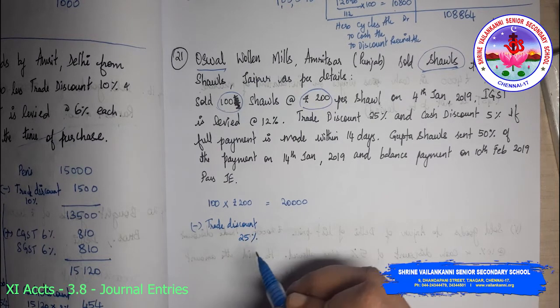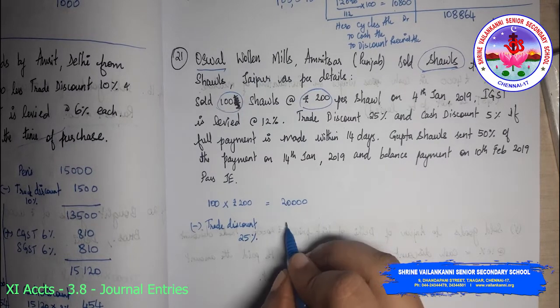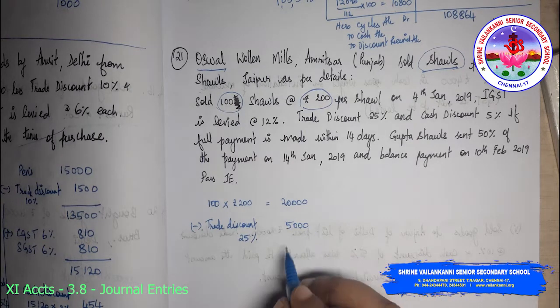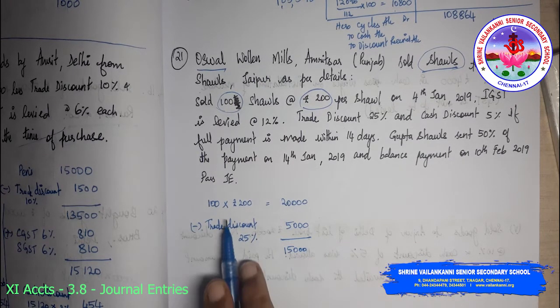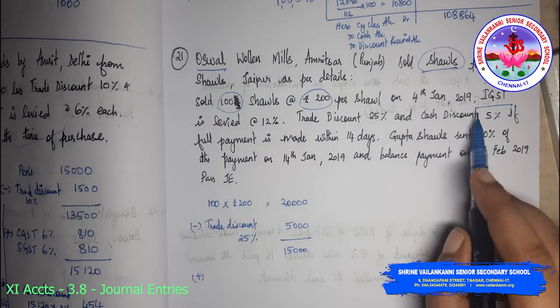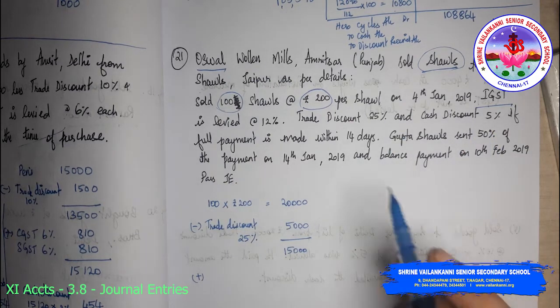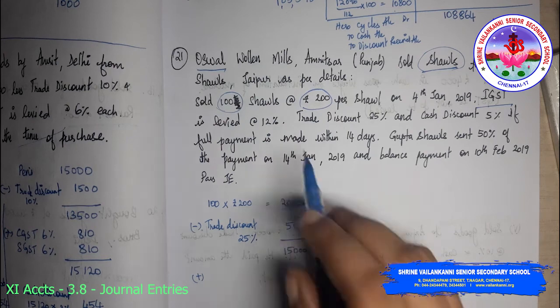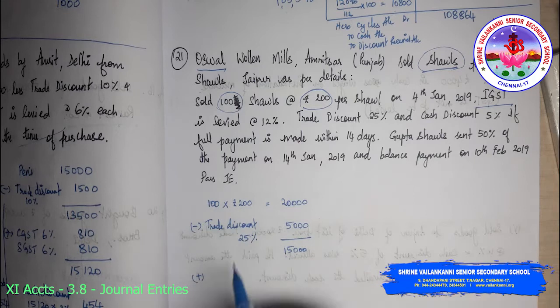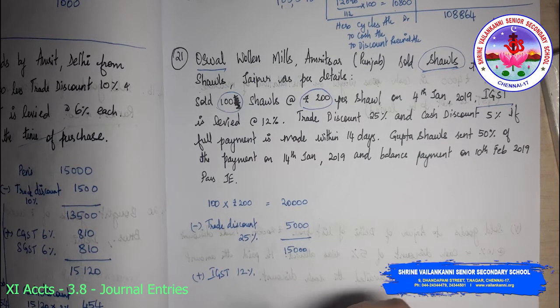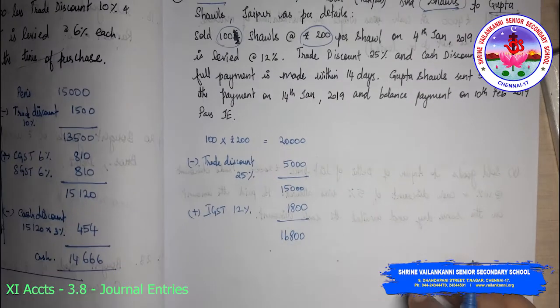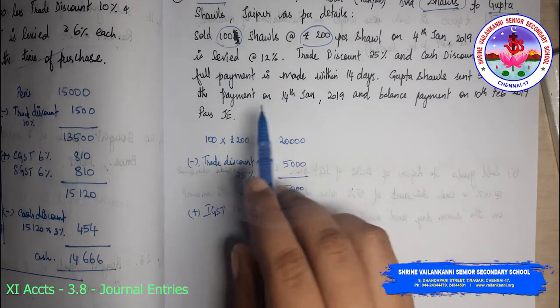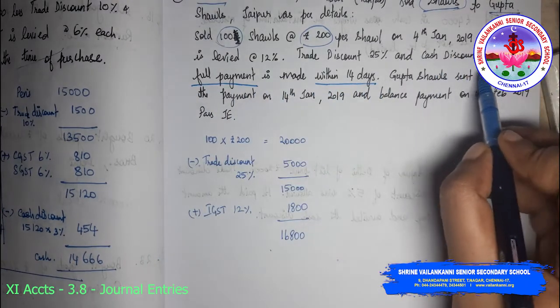After that, there is a trade discount of 25%. Now trade discount of 25% is 5,000. So the actual amount, the cost after the trade discount, is 15,000. Now with this you have to add IGST, because it is interstate sales between Punjab and Jaipur, Amritsar and Jaipur. So you have IGST 12%. So 15,000 into 12 divided by 100 will be 1,800. Totally 16,800.